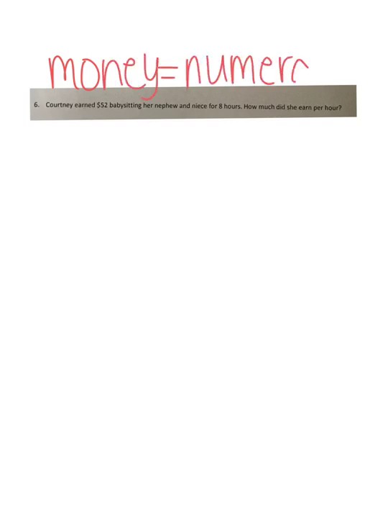So for these last 2 questions, we are talking about money. And just like before, when I said time was a denominator, you need to remember that money will be a numerator. That'll help you when you set up these proportions. Money goes in the numerator position. So for this question, number 6, Courtney earned $52 babysitting her nephew and niece for 8 hours. How much did she earn per hour? So money is my numerator. $52 goes on the top over 8 hours.